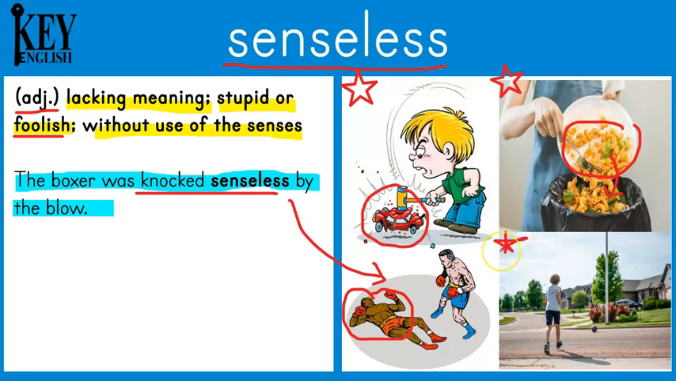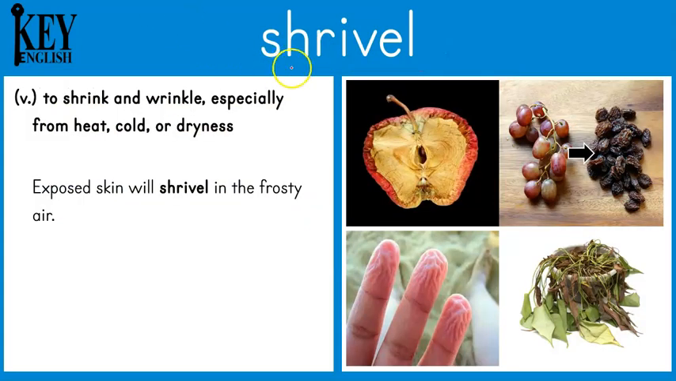Another example would be, it would be senseless to run into the street without looking. That's not a smart thing to do, so we can describe it as senseless. The final word is shrivel. Shrivel is a verb and it means to shrink and wrinkle, especially from heat, cold, or dryness.